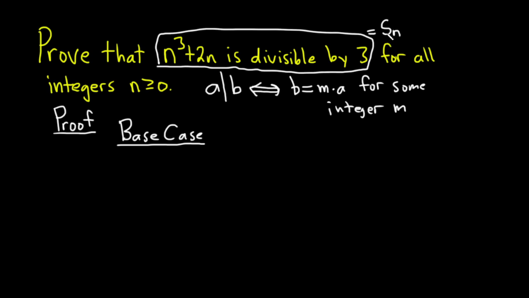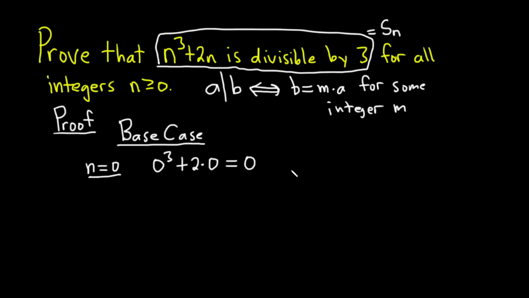And we want to prove that S sub n is true for all integers n greater than or equal to 0. In the base case, you have to start by showing it's true for the smallest integer in question. In this case, that's n equals 0. So let's look at the case when n equals 0. That's the base case. We have 0 cubed plus 2 times 0, which is equal to 0.